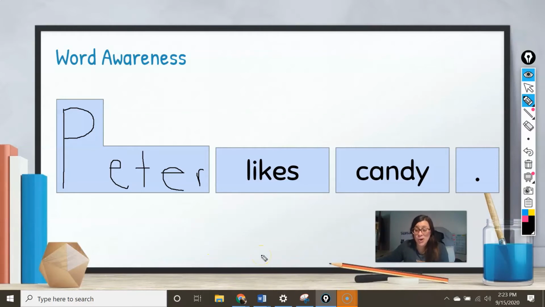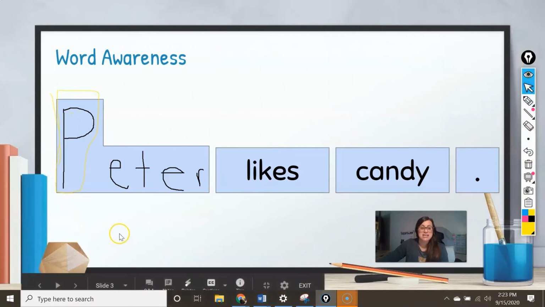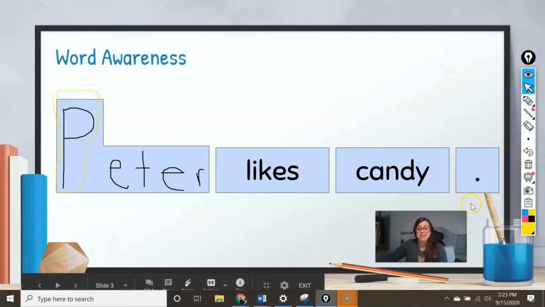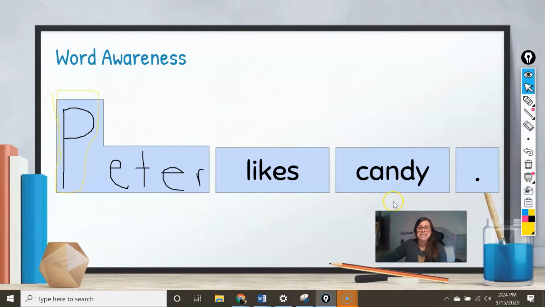Did I use an uppercase or lowercase letter at the beginning of my sentence? Thumb up if I used an uppercase, thumbs down if I used a lowercase. You're right. I used an uppercase letter at the beginning. We always use an uppercase letter at the beginning of our sentence. So now my sentence says, Peter likes candy. There's a period here, so I know when to stop. Say it with me. Peter likes candy. I know this is the beginning of my sentence because there's a capital. I know this is the end of my sentence because there's a period. Peter likes candy.